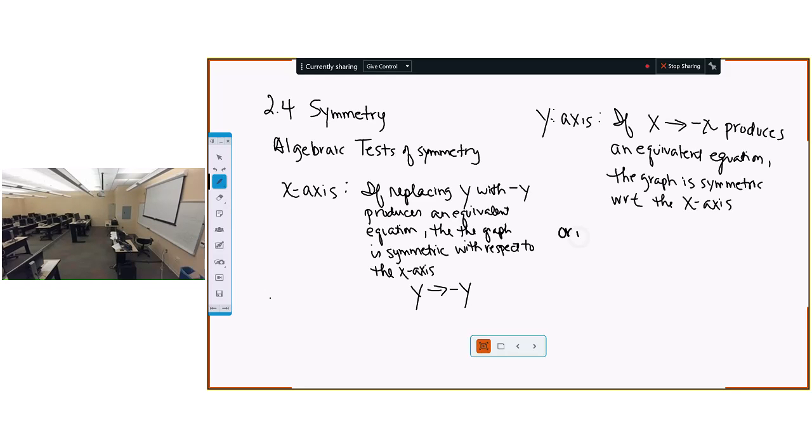And then dealing with the origin, which we know is 0, 0. If you replace x with a negative x and you replace y with a negative y, produces an equivalent equation.